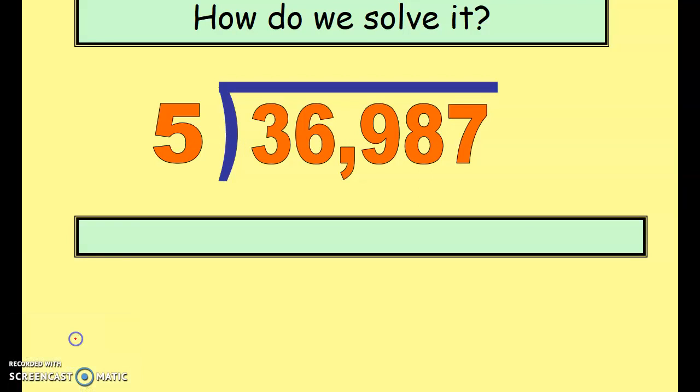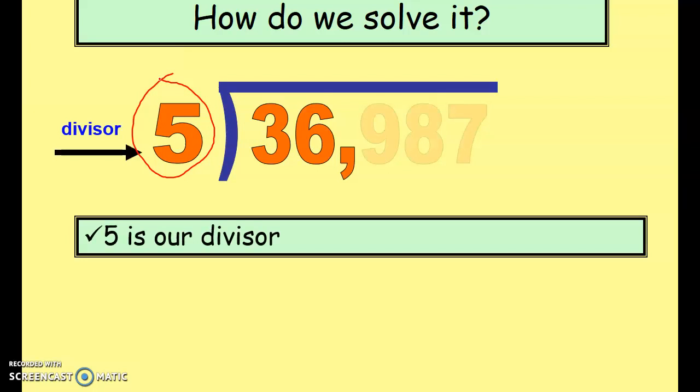What do we call 5 and what do we call 36,987? We are dividing by 5, so 5 we call the divisor. So 5 is our divisor. We are dividing which number? 36,987, so it's the dividend. So the number that's written down is the dividend and the number that's written up is the divisor.